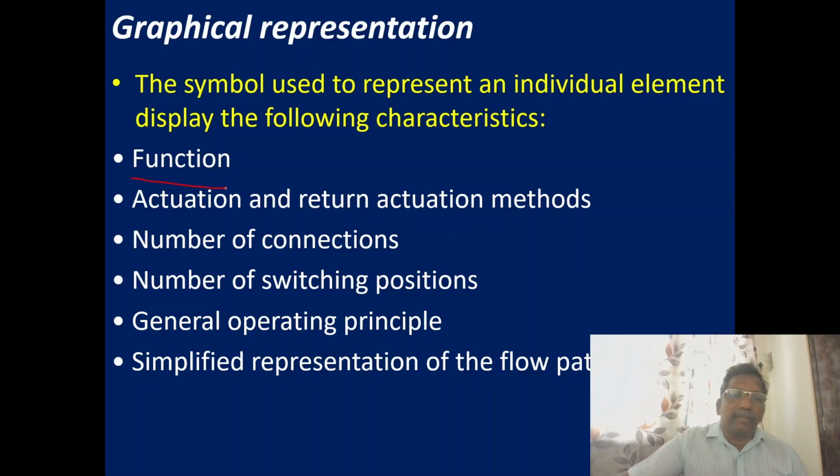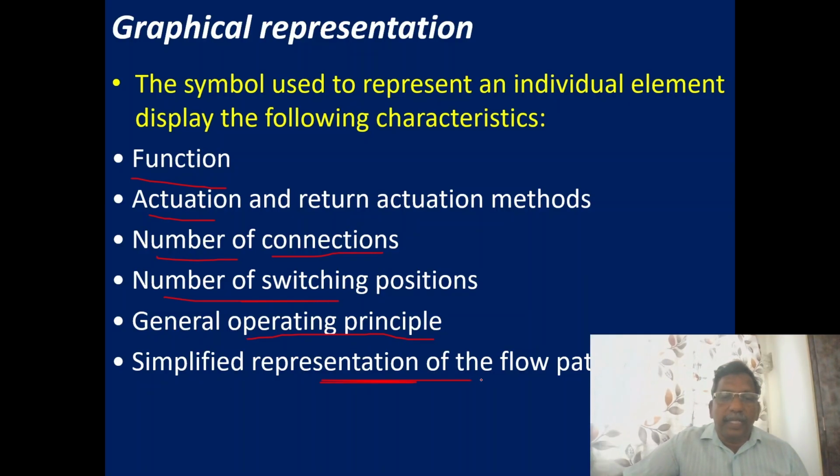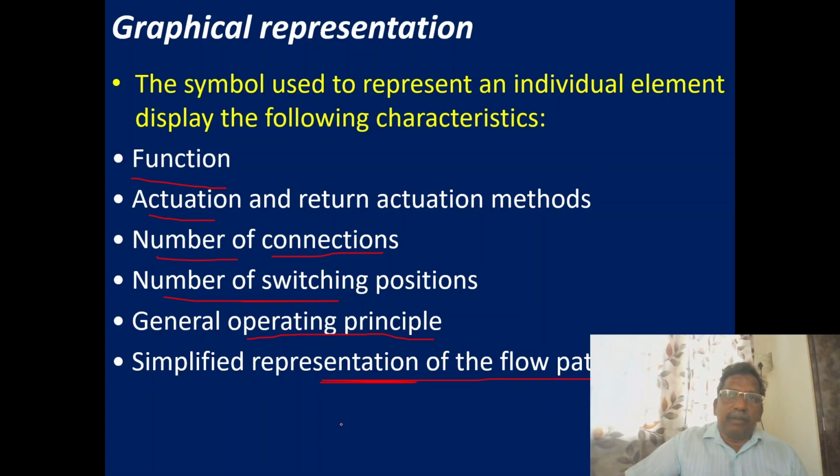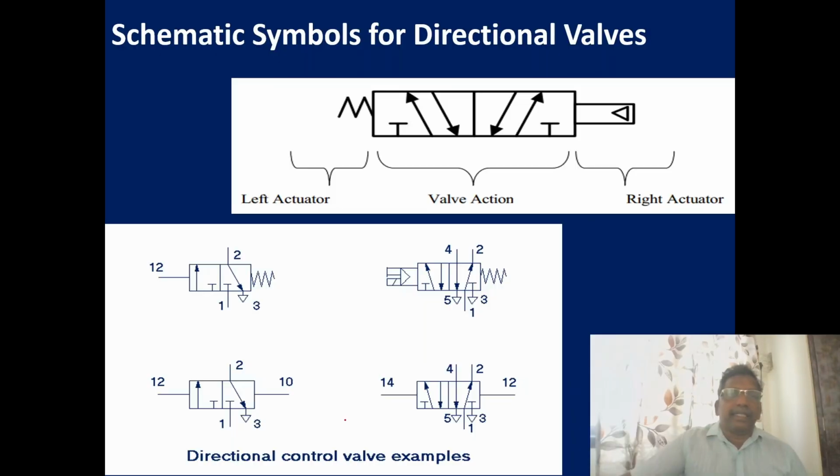So it tells about the function, the actuation method, the connection, the number of connections, the number of switching positions, and the principle of how it operates. Then the flow path is also represented. So a graphical representation is used to represent the individual element characteristics, especially its function, actuation method, number of connections, number of switching positions, principles, and the flow path.